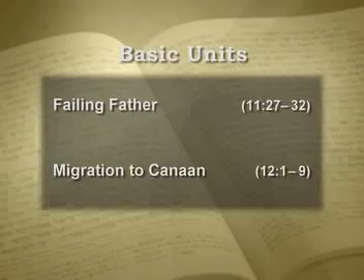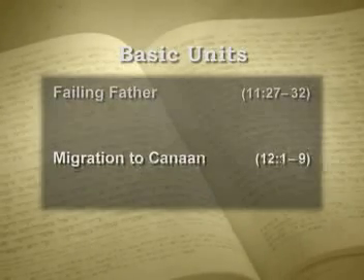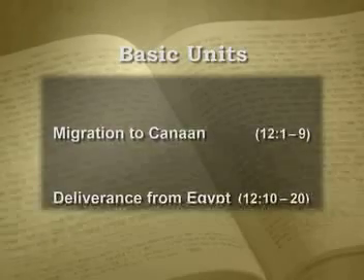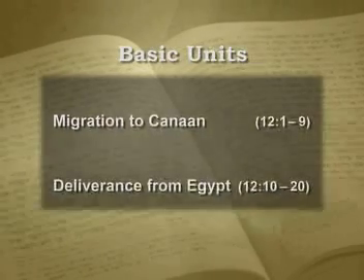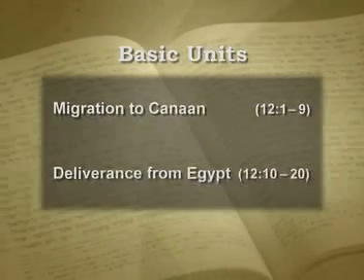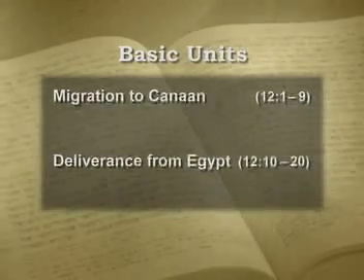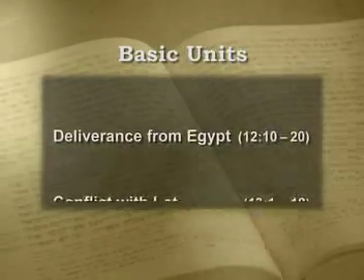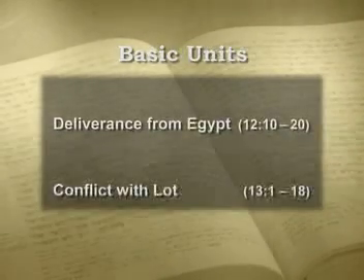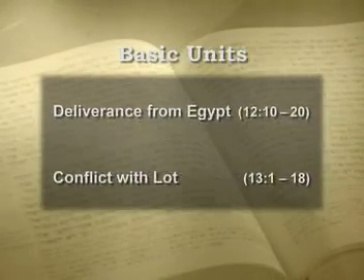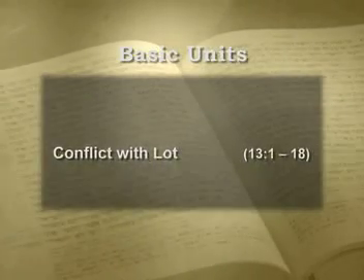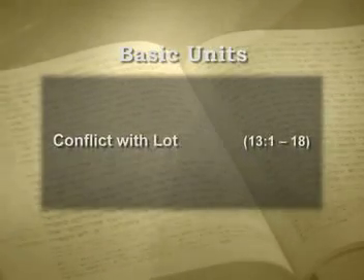Abraham's migration to Canaan in chapter 12, verses 1 through 9, the story of Abraham's initial call and travel to the Promised Land. Abraham's deliverance from Egypt in chapter 12, verses 10 through 20, the time when Abraham sojourned in Egypt and God delivered him. Abraham's conflict with Lot in chapter 13, verses 1 through 18, the story of struggle between Abraham's men and Lot's men.